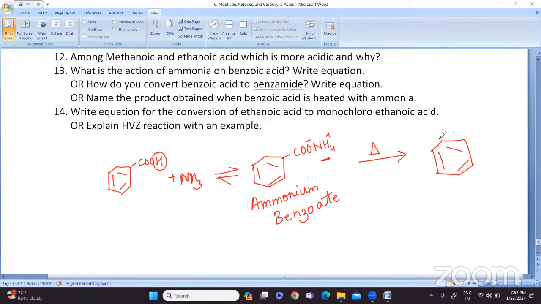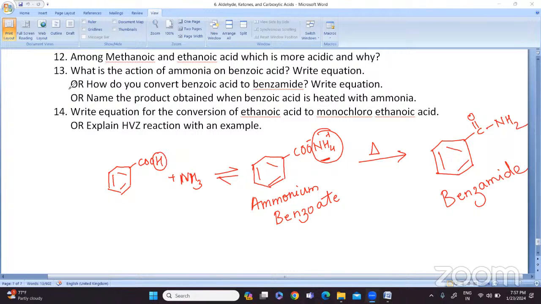So there is a formation of the amide group. Ammonia gets converted into amide. So what is the product obtained? It is benzamide. The product obtained is benzamide. This is the product which we are getting here.